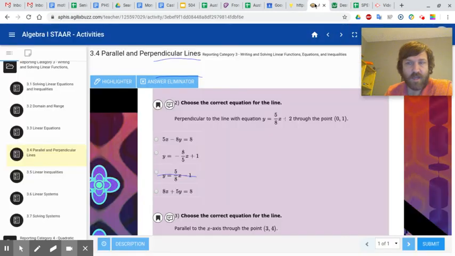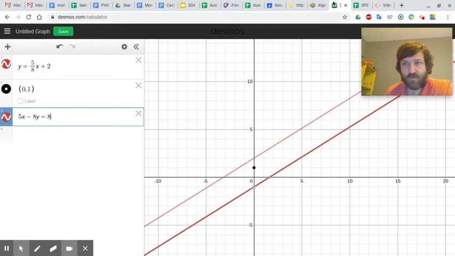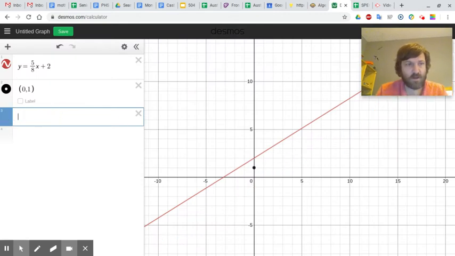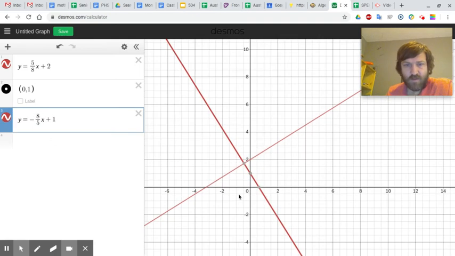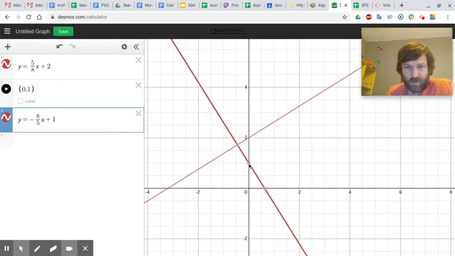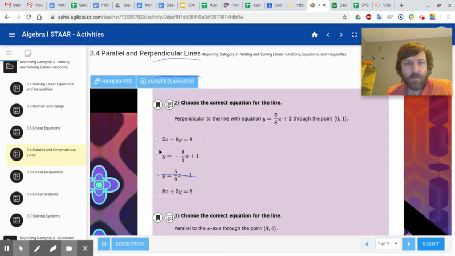We have negative y equals negative 8 over 5x plus 1. Let's get this out of here. And so I'll zoom in a little bit, but you can see it crosses at this point here, 0, 1, and it's perpendicular. And perpendicular, we can tell because it creates a right angle, creates a square right there. And so that's how we know this is our answer.